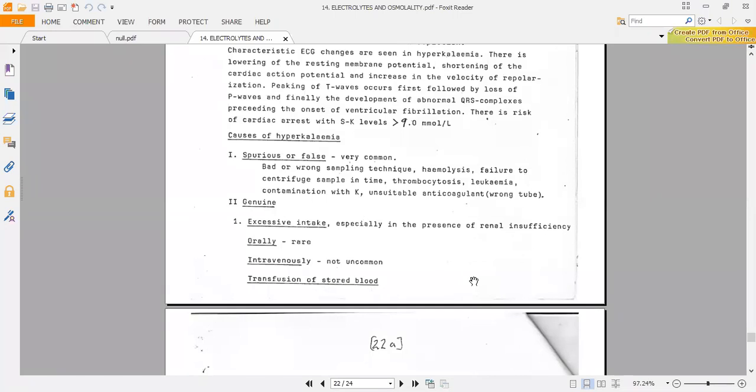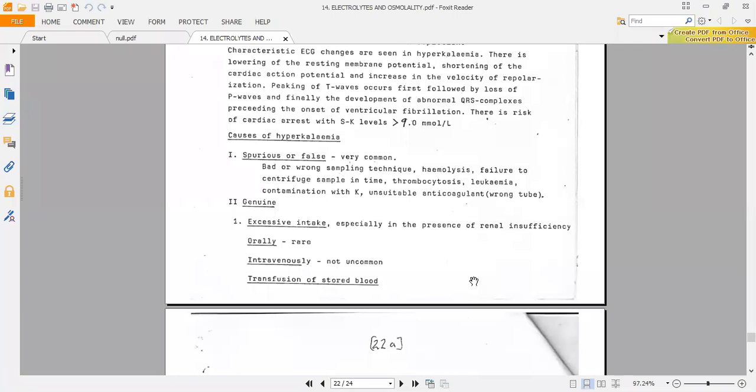Now for the genuine causes of hyperkalemia, the first one is excessive intake. If you are taking in a lot of potassium, and they say potassium is in banana, so if you are eating a lot of banana and you can't excrete it, in people with kidney disease that can't excrete the potassium, then they will have hyperkalemia.